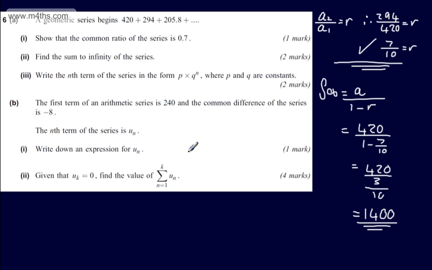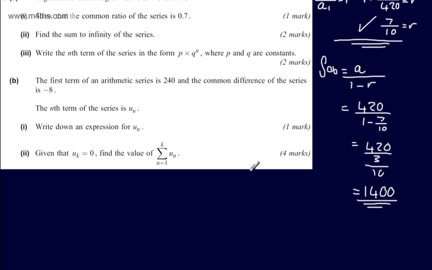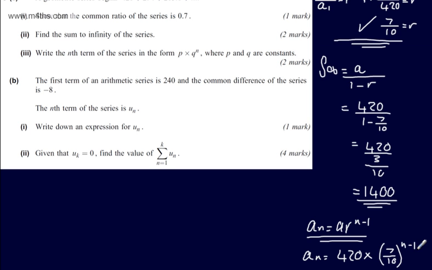In the third part for 2 marks, we need to write the nth term of the series in the form p multiplied by q to the n, where p and q are constants. In general, a geometric series has an nth term, a sub n, equal to a r to the n minus 1. A couple of different approaches. I'm going to write a sub n is equal to a, which we know to be the first term of 420, multiplied by 7 tenths to the power of n minus 1.